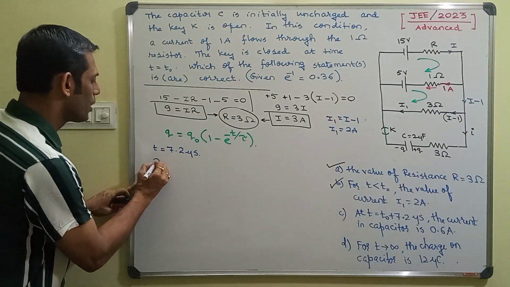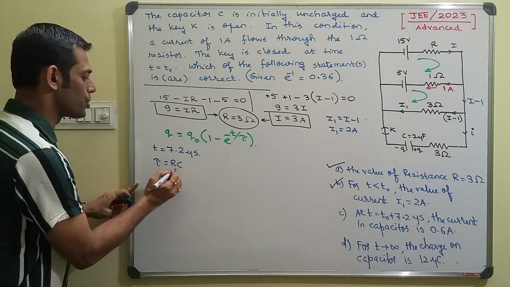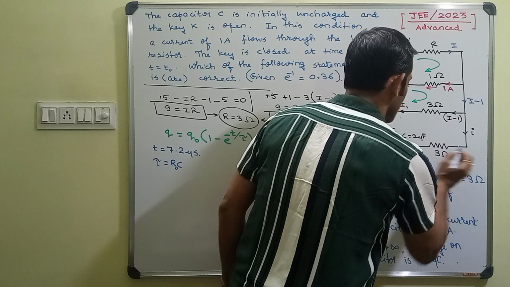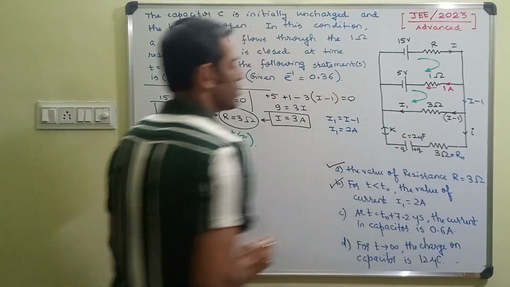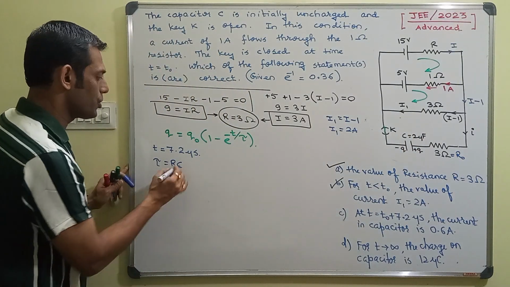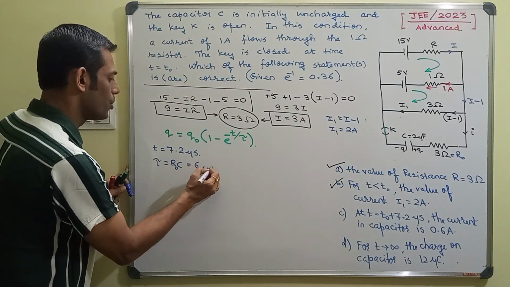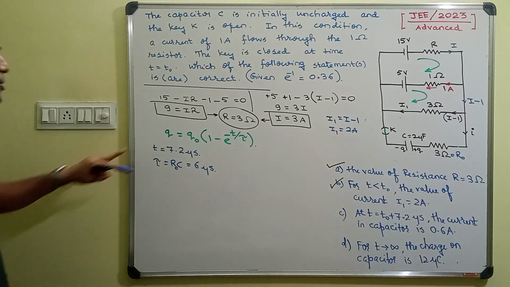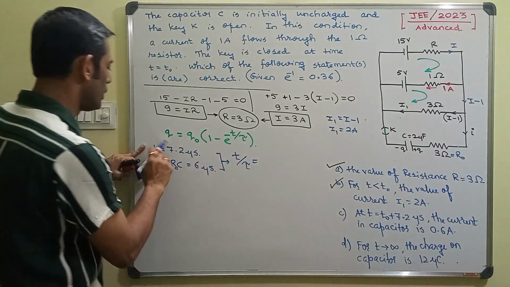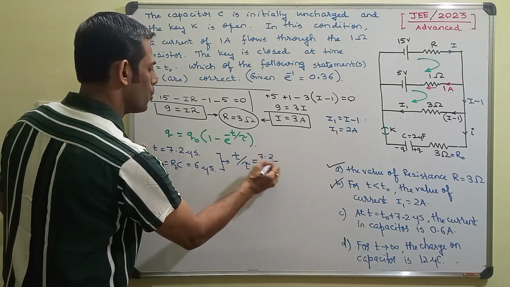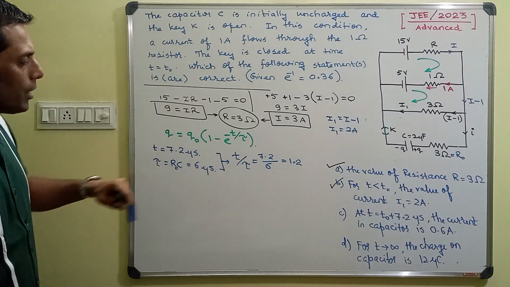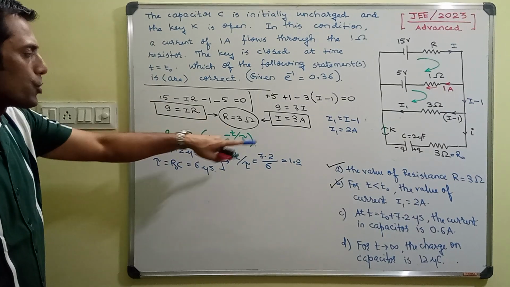How much is tau? Tau is equal to R into C. I will call this R naught. And what is R naught? The associated resistance. So R naught into this capacitance C, values are given: 3 into 2 micro. So I will say this is 6 microseconds. Now that means the t by tau value is equal to 7.2 by 6, which is 1.2 as a ratio, which will come to the power of e to the power minus 1.2.